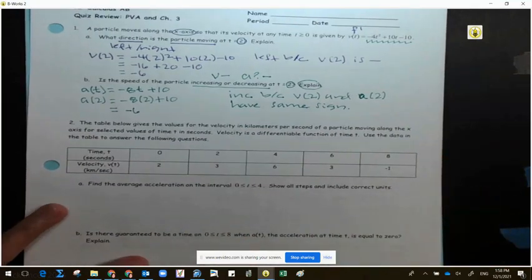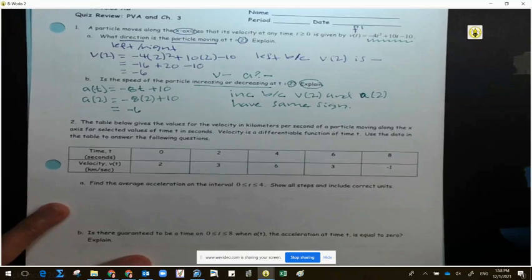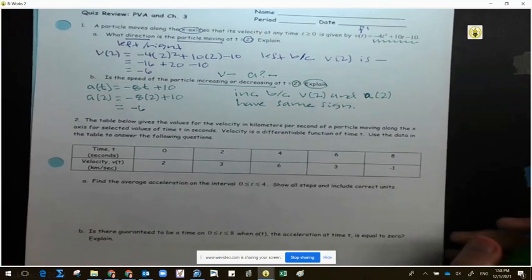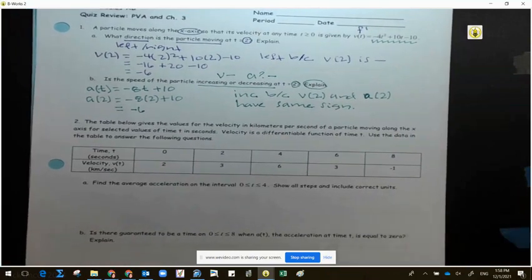Can y'all see my green pen okay? I don't think there's a big contrast. All right. Any questions on that one?